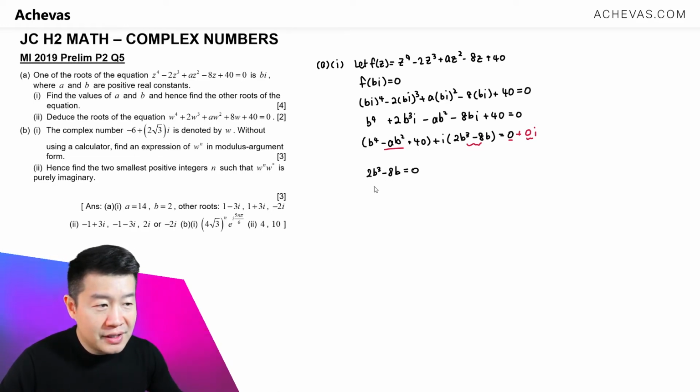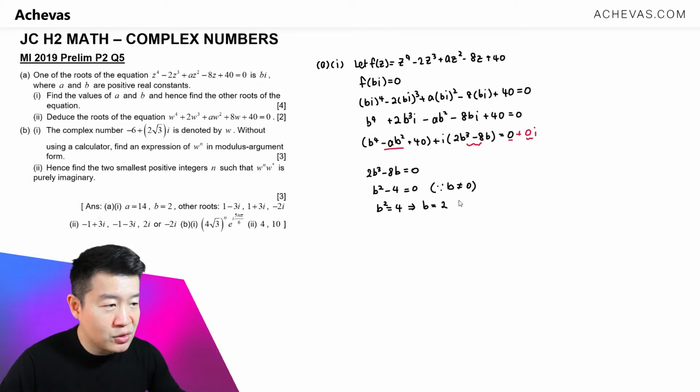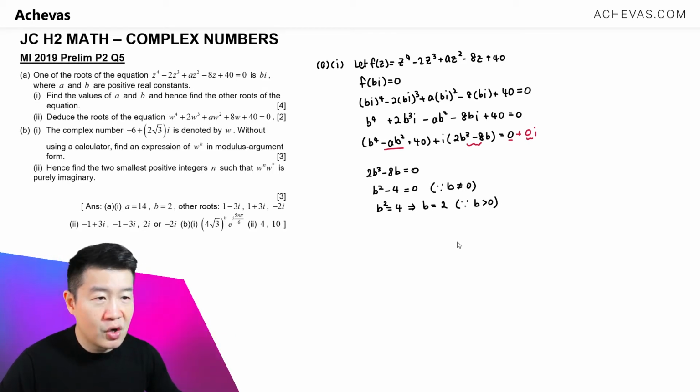Let's divide this throughout by 2b. So it is going to be b to the power of 2 minus 4. This is equal to 0. And we can do this because b is not equal to 0, which means that b squared is going to be equal to 4. This tells me that b is supposed to be plus or minus 2. But because b is a positive constant, I'm going to go for just a plus 2. This is because b is a positive constant.